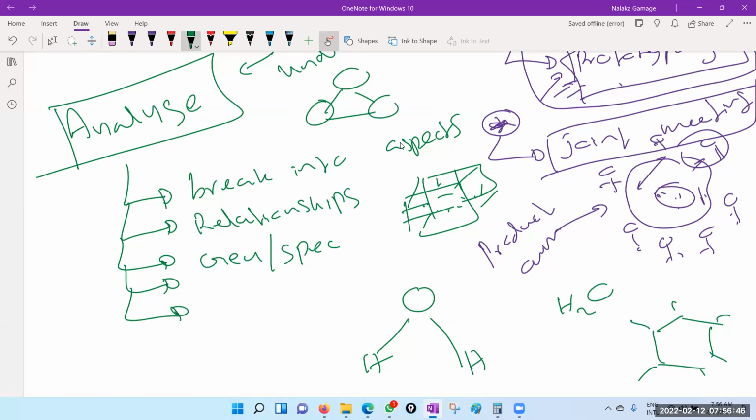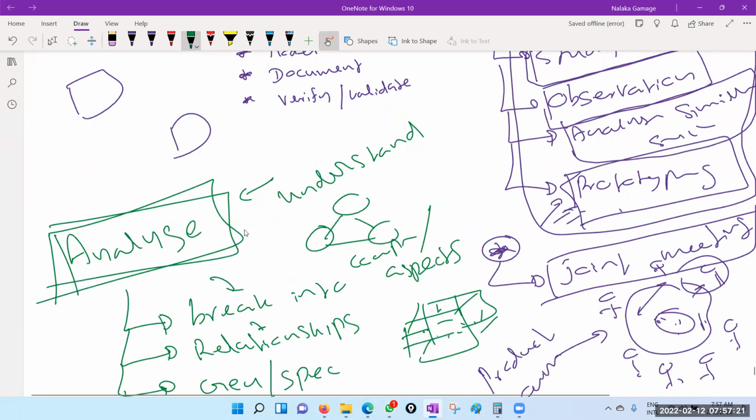So we break into aspects and components. We identify the relationship between those, and we see how the things are generalized. What are the general aspects? What are the special aspects? So that is what is meant by analysis. Okay. So doing that, understanding these things using these concepts or techniques is called analysis. So that is what system analysts are supposed to do.